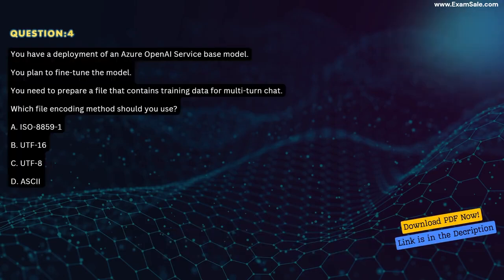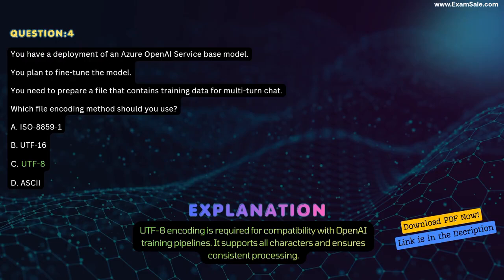Question 4. You have a deployment of an Azure OpenAI service-based model. You plan to fine-tune the model. You need to prepare a file that contains training data for multi-turn chat. Which file encoding method should you use? A. ISO 8859-1. B. UTF-16. C. UTF-8. D. ASCII. Correct answer: C. UTF-8. Explanation: UTF-8 encoding is required for compatibility with OpenAI training pipelines. It supports all characters and ensures consistent processing.